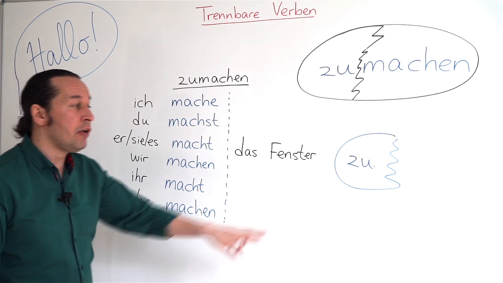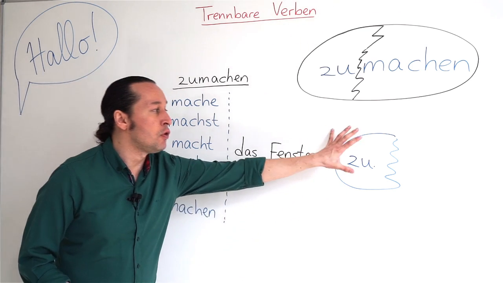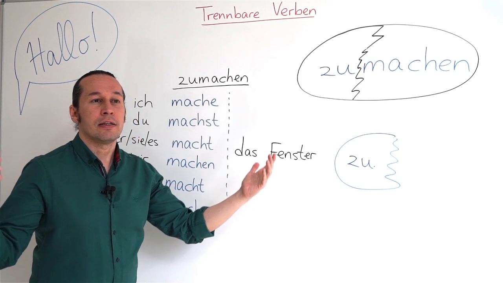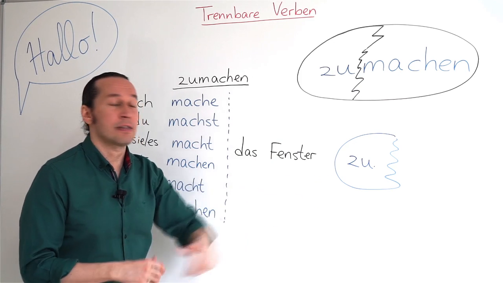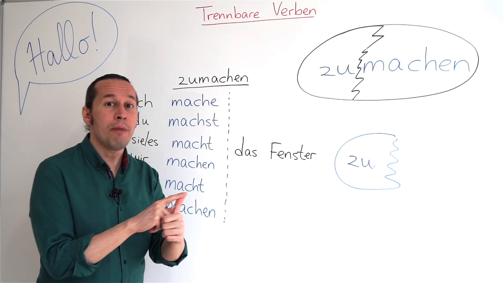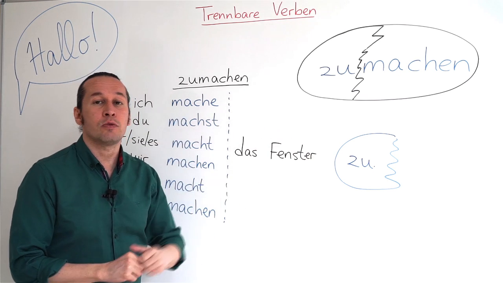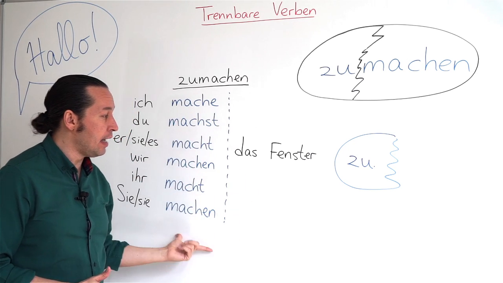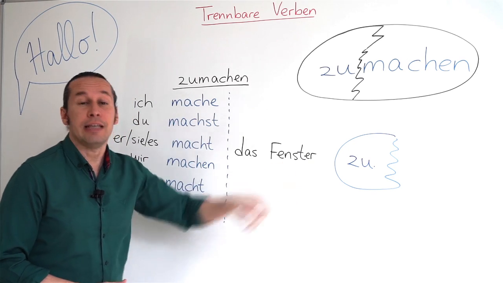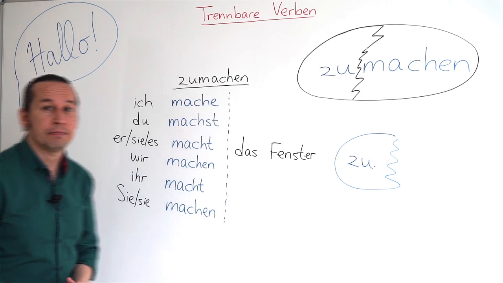So the prefixes are so important that if you drop that, that sentence wouldn't have a meaning at all. So you must say for opening, aufmachen, or for closing, zumachen. And as we have this in a sentence, we have to conjugate and put the prefix in the ending as well. I want you to repeat after me, please.